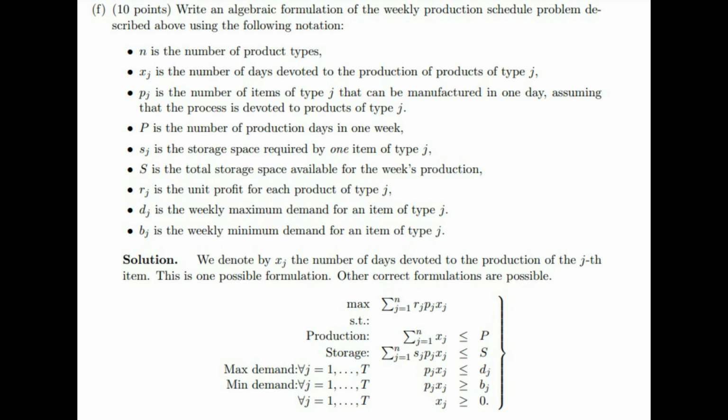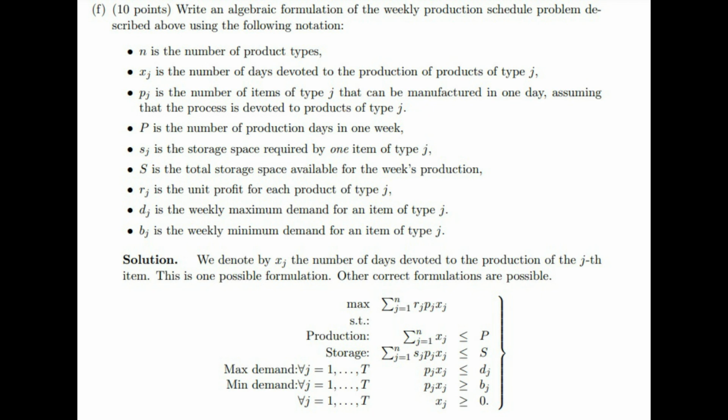The solution. We denote by Xj the number of days devoted to the production of the jth item. This is one possible formulation. Other correct formulations are possible. Maximize the sum from j equals 1 to N of Rj Pj Xj. Production: the sum from j equals 1 to N of Xj is less than or equal to P. Storage: the sum from j equals 1 to N of Sj Pj Xj is less than or equal to S.